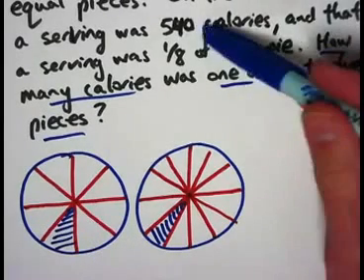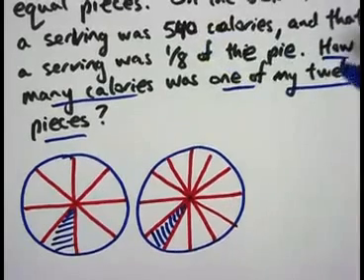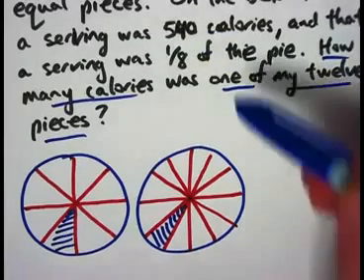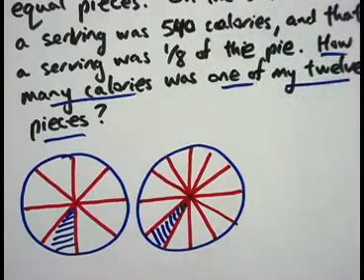So the answer is not going to be half of that. It's not going to be 270. It's going to be bigger than 270. It's not going to be halfway in between necessarily. Be careful. It's not going to be halfway in between 270 and 540, but it will be between them.